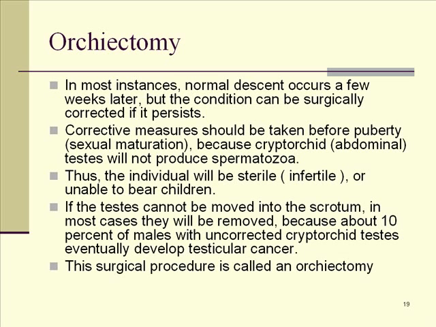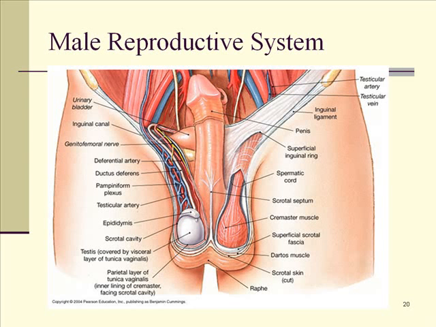Now, if the testicles are not moved into the scrotum, in most cases, they will be removed, because about 10% of males with uncorrected cryptorchid testes will also develop testicular cancer. So there's a second reason for wanting to correct this as soon as possible. The surgical procedure, again, is referred to as orchiectomy.